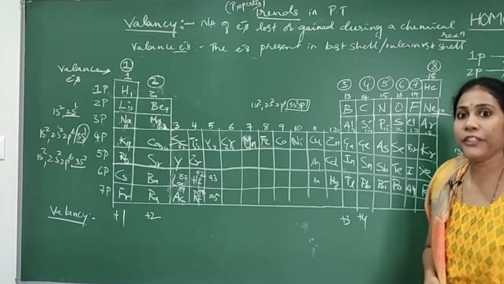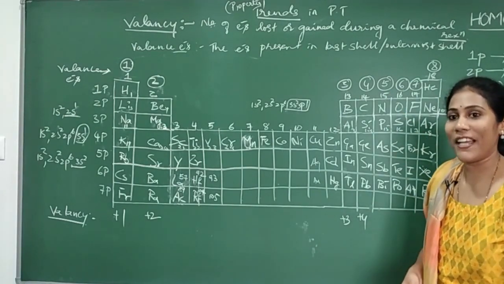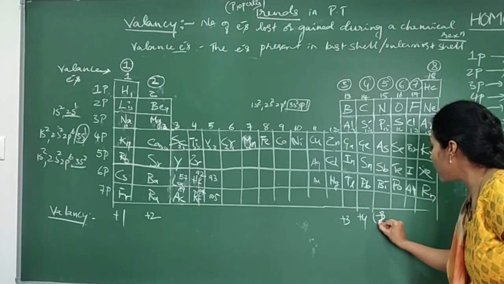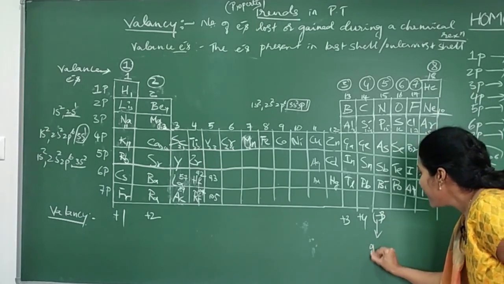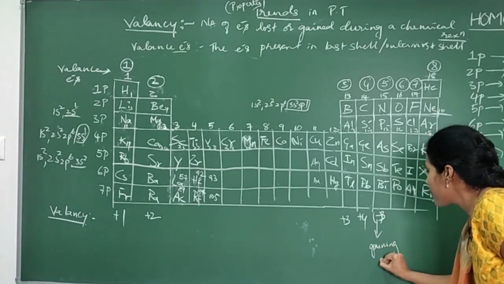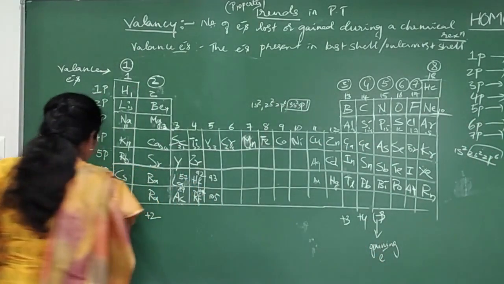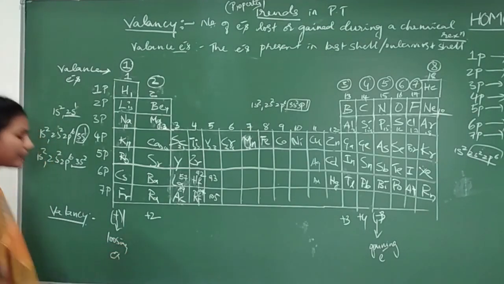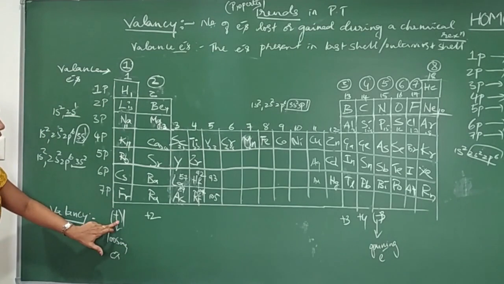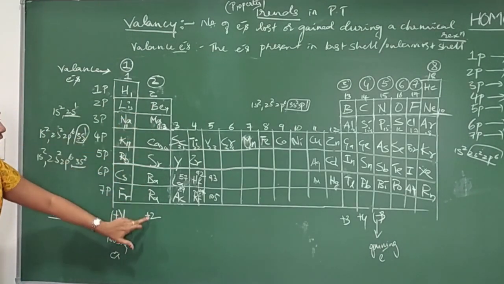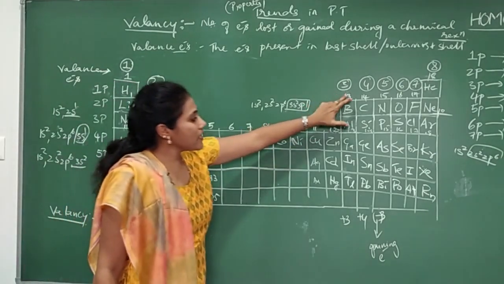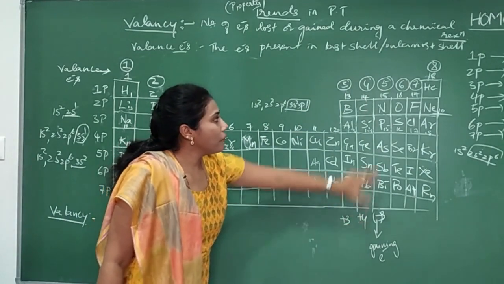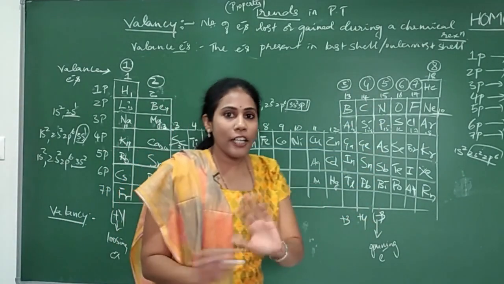And coming to the 15th group elements, don't think that it is plus 5; it is minus 3. Minus in the sense of what? Gaining electrons. Remember, minus indicates gaining electrons and plus indicates losing electrons. How many electrons do these lose? 1, so valency plus 1. These lose 2, so valency plus 2. These lose 3, so valency plus 3. These lose 4, so valency plus 4.